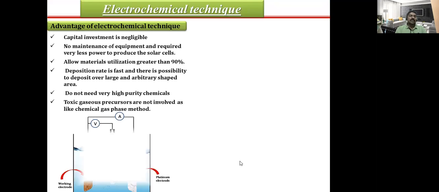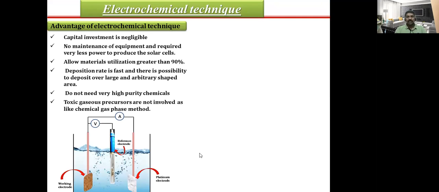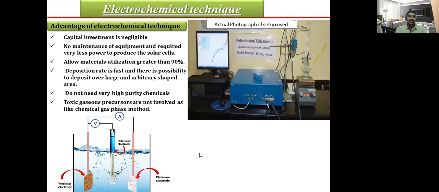Then this electrochemical technique is used for the synthesis of the absorbing material as well as the interface layer. So these are the advantages of this electrochemical technique. Capital investment is negligible, and there is no maintenance. Maximum material is utilized, greater than 90%, and the deposition rate is fast. It does not require high purity chemicals, and toxic gases are not involved in this process.